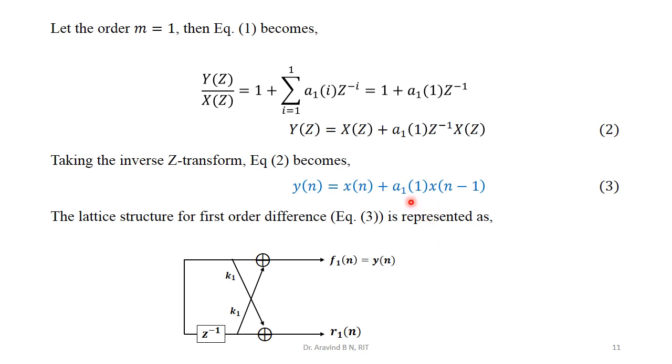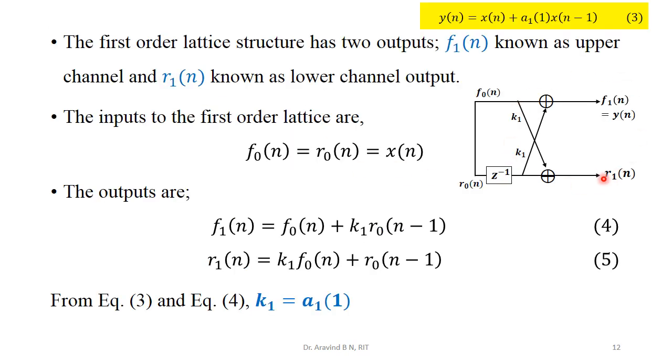Remember expression 3, because we are going to compare expression 3 with what we get out of this diagram, and we are going to have the realization for a_1(1). Now this is the diagram we had got. The first order lattice structure has two outputs, f1(n) as well as r1(n). At the beginning part, it is f0(n) and r0(n), and both of these, f0 and r0, are nothing but the x(n) representation. Now let us identify its realization finally. That is what is given here: f0(n) is equal to r0(n), which will be equal to x(n).